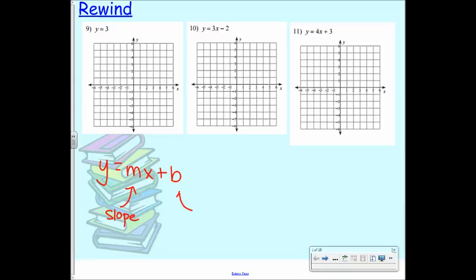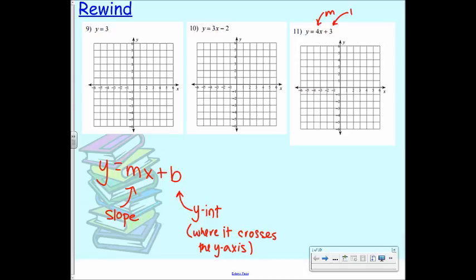Y-intercept. B is the y-intercept, which means what again? Where you plot the first point is where it crosses what? The y-axis. All right, and that's called the y-intercept. So like Ashley said, that's where you plot your first point. So in this equation right here, this is m, and this is b.